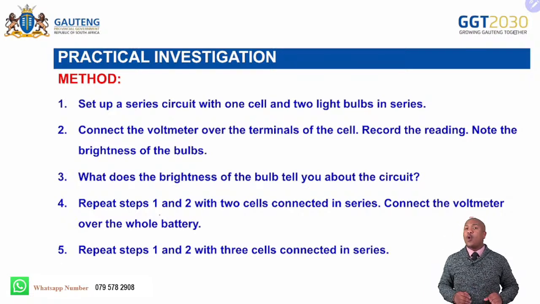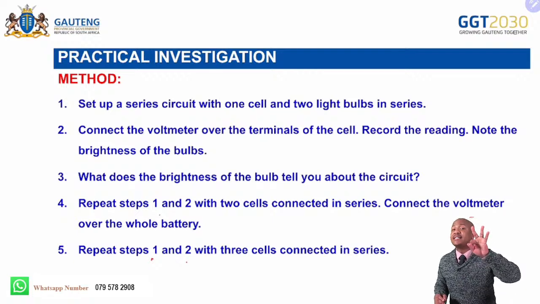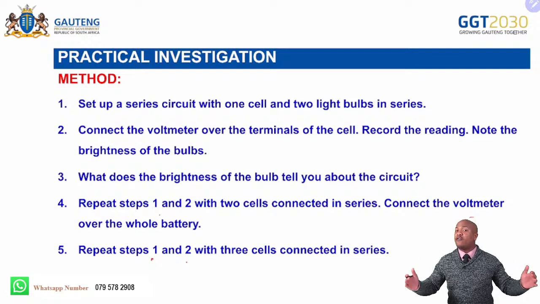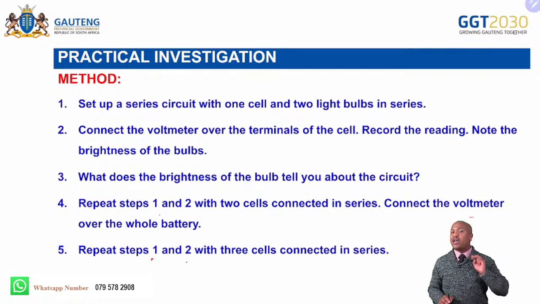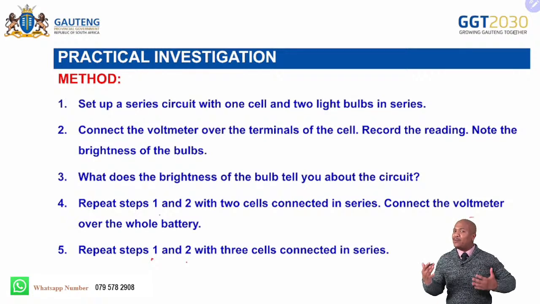Number 5, we're going to repeat steps 1 and 2 with 3 cells now. So the fact of the matter here is to check the effect of cells as we add them in a series circuit. We're going to start off with 1. We're going to add another 1. We have 2. Then we're going to add another 1. Then we have 3.